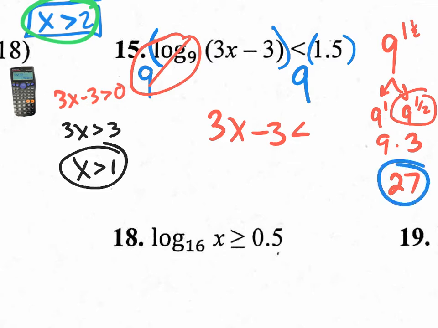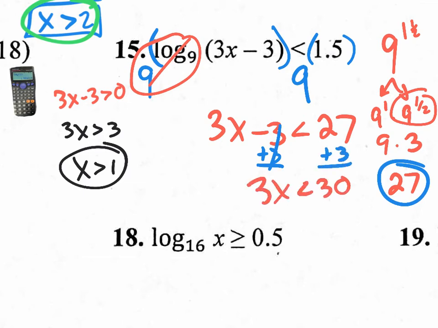Anyway, our equation reads 3x minus 3 is less than 27. And let's solve that guy. Add 3 here, add 3 there. 3x is less than 30, which means x is less than 10. That's another possible answer.